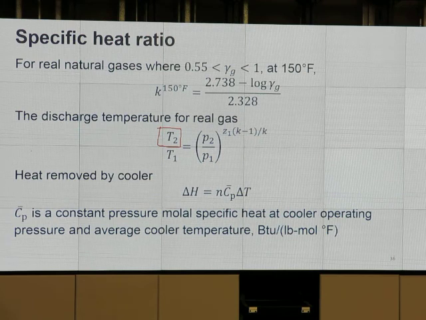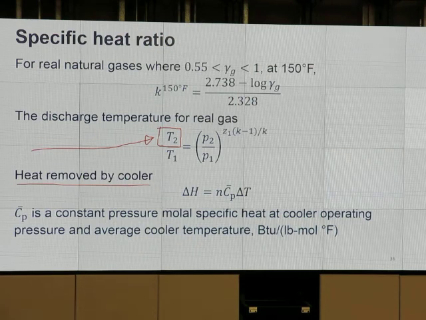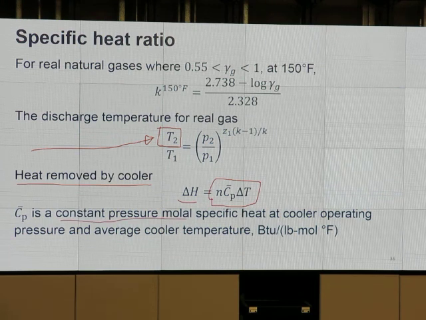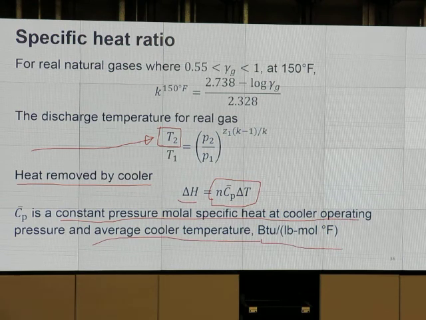So that is the theoretical discharge temperature, and there's a safe limit that we talk about. What is the temperature that we should not go above? Okay. Heat removed by cooler, delta H equals n Cp delta T, where Cp is the constant pressure molar specific heat at cooler operating pressure and average cooler temperature. So this tells us how much heat we need to remove to get the desired temperature.